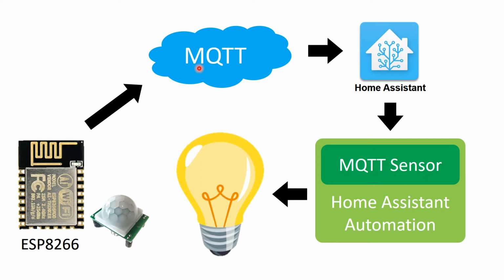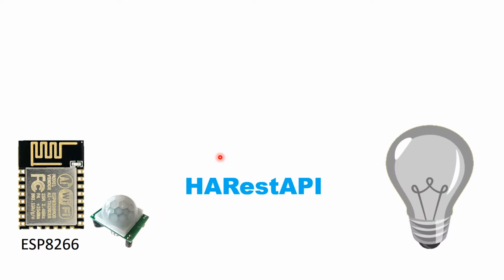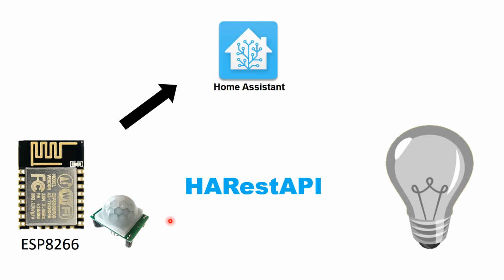That involves MQTT server that needs to be running, and the Home Assistant needs to communicate to MQTT, the automation needs to be set up, the sensor needs to be set up, and the light needs to be set up on Home Assistant. So to make this process simpler, what I have developed is HARestAPI, so Home Assistant REST API. So in this case, what ESP8266 does is sends a REST request to Home Assistant.